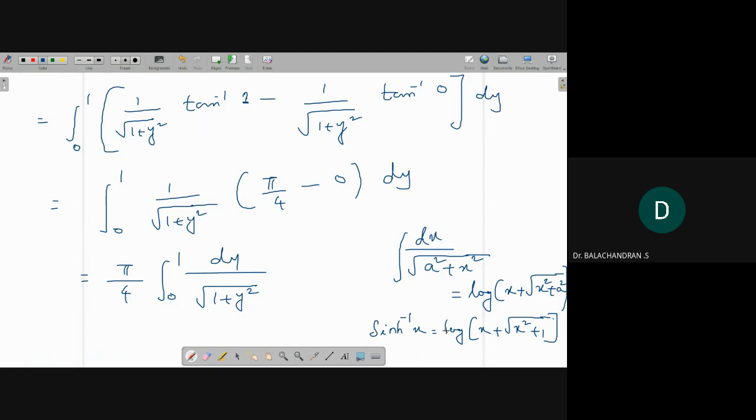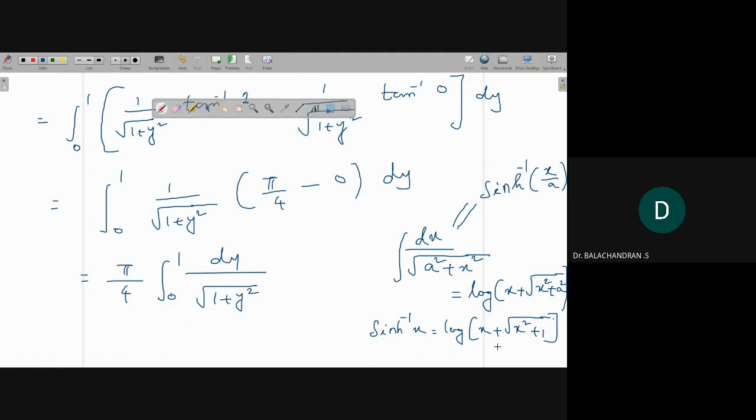So this is also equivalent to sine h inverse of x by a. Very good. So this is equal to sine h inverse of x by a, or log of x plus root of x square plus a square. But the sine h inverse of x, when a equal to 1, is log of x plus root of x square plus 1. So I'll directly use the log formula.